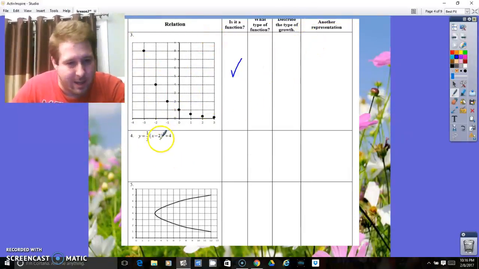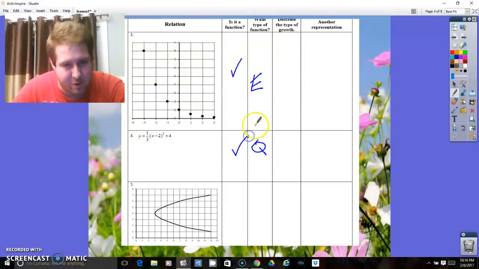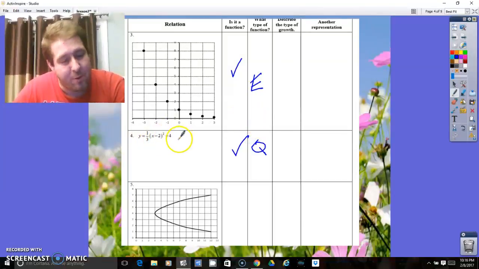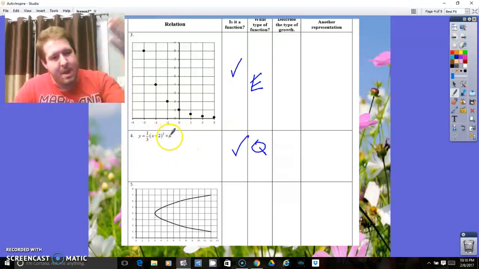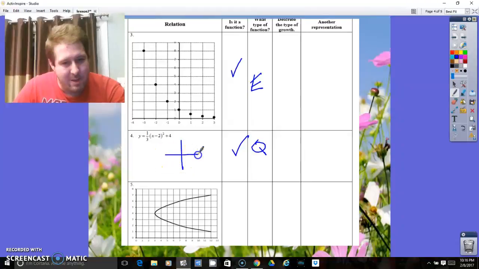This is quadratic, and I know it's because anything with x squared is quadratic. This one's exponential. This is also a function. This is what we call vertex form. I know I mentioned that earlier. So that means that this is going to be transformed 2 to the right and 4 up. So imagine x squared looks like this.